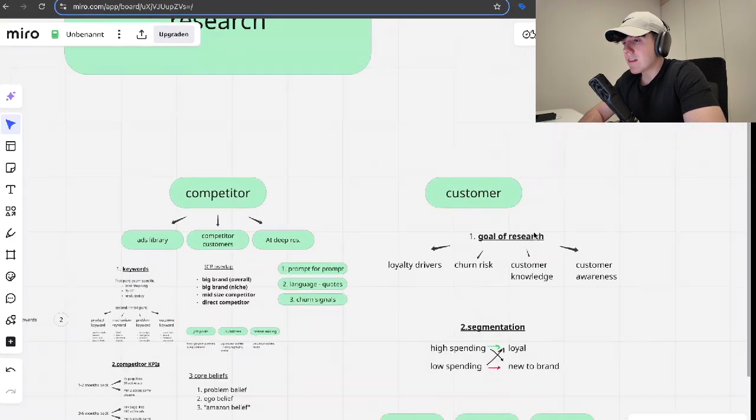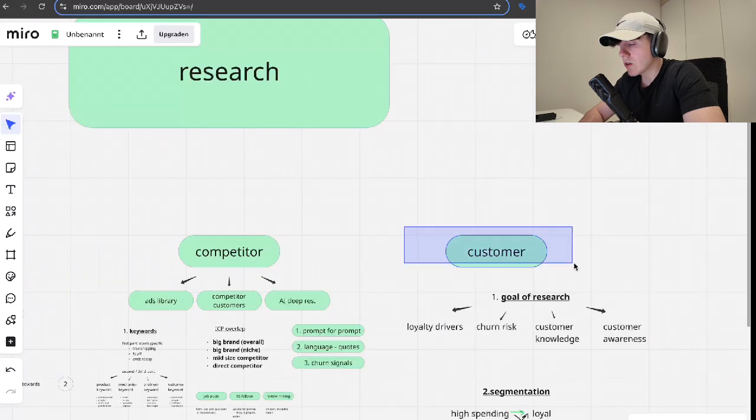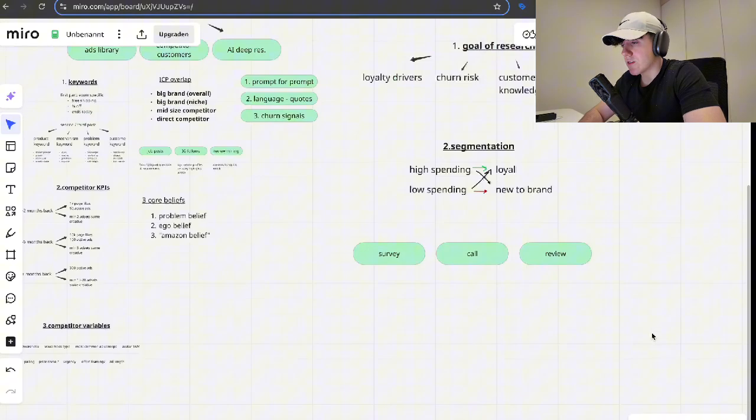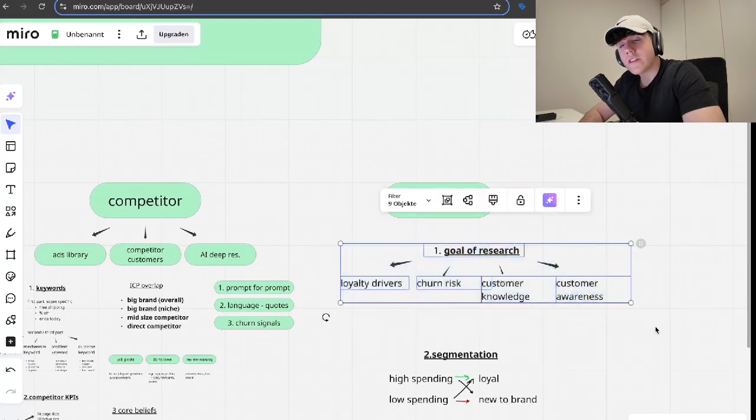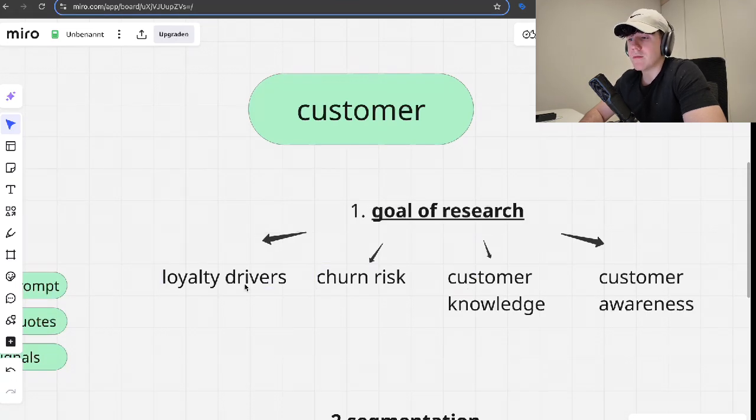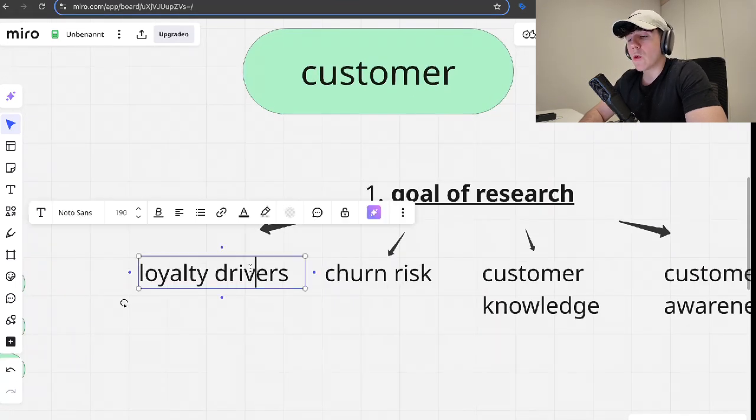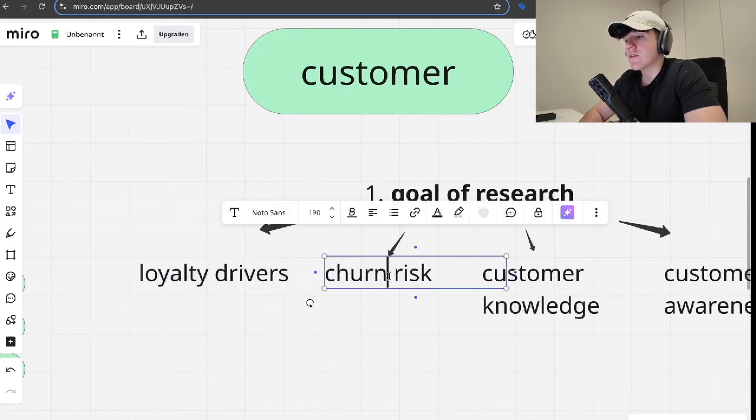Okay. And then obviously, last but not least, you want to do a lot of research into your own customers. And so that's going to look like this, right? 3 different parts. Once again, we start with the goal of the research. This is super important, super valuable, because you want to look at these 4 different things, for example, but there's a lot more. Obviously, what are loyalty drivers? So what are the things that make people stay longer? What are risks of churn, right?